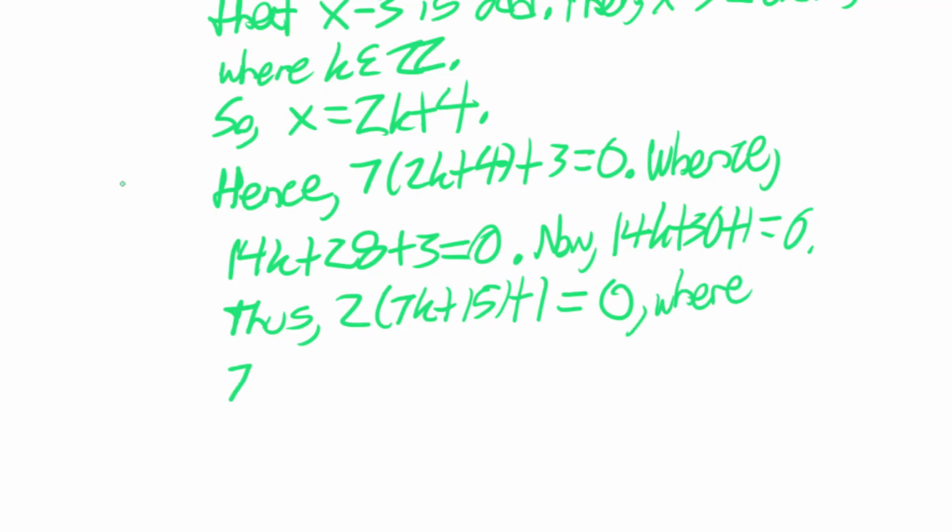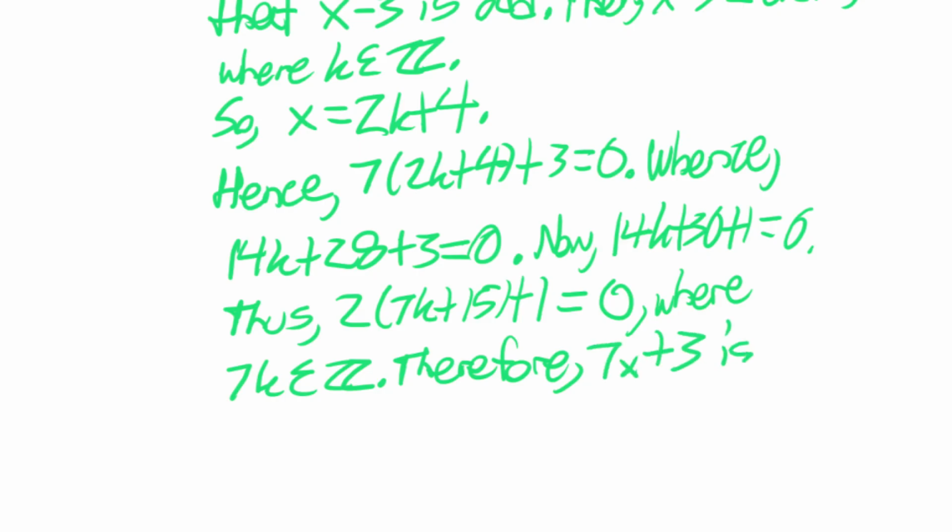where 7k is an integer. So therefore, 7x plus 3 is odd, as desired.